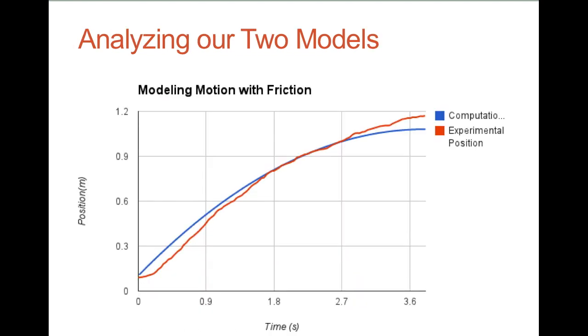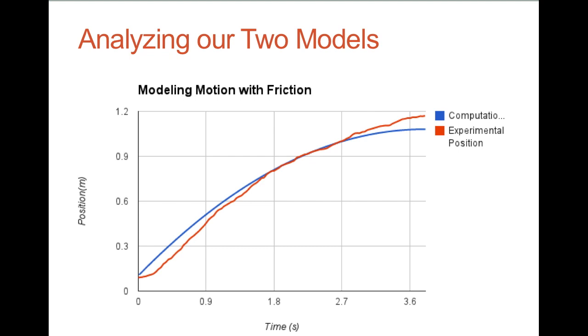I pulled the exported CSV file that contained the computational model and compared it with the data I tracked on Tracker. Although the computational model shown in blue follows a smoother path than the experimental model, we can see here that they both follow a similar and close path of motion. At about 3.7 seconds, both show a stop in the increase of the object's position in the x direction.